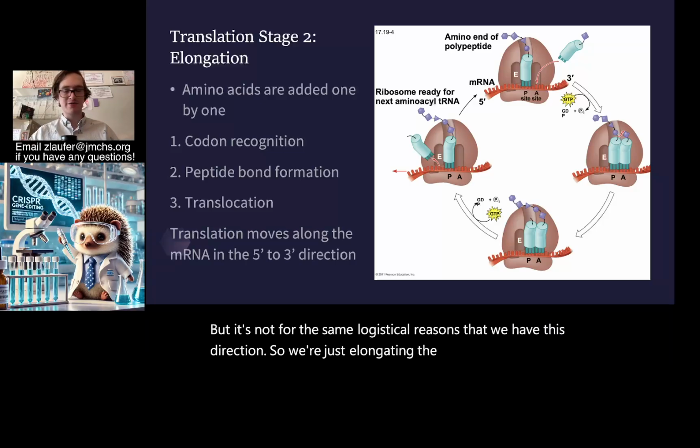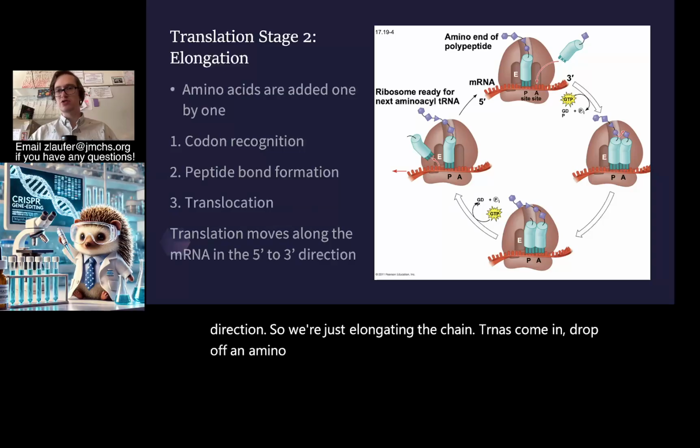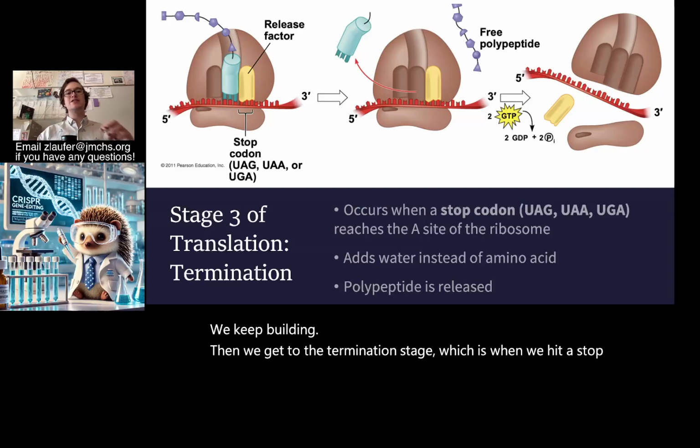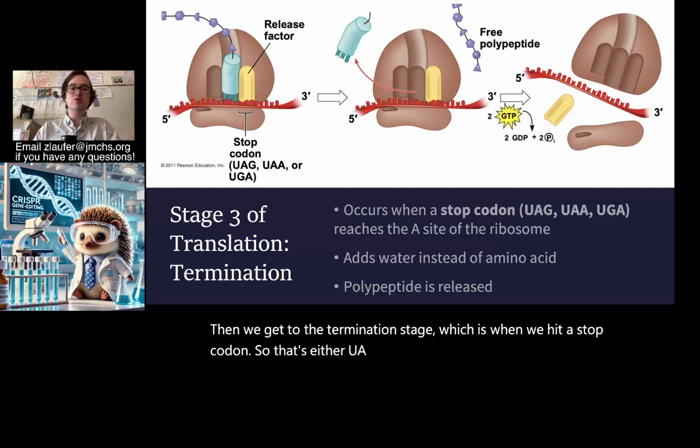tRNAs come in, drop off an amino acid. Everyone shifts. Old one comes out. New one takes over the chain. We keep building. Then we get to the termination stage, which is when we hit a stop codon. So that's either UAG, UAA, or UGA.